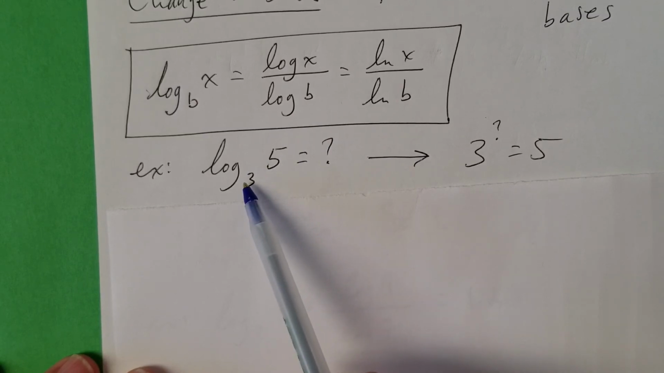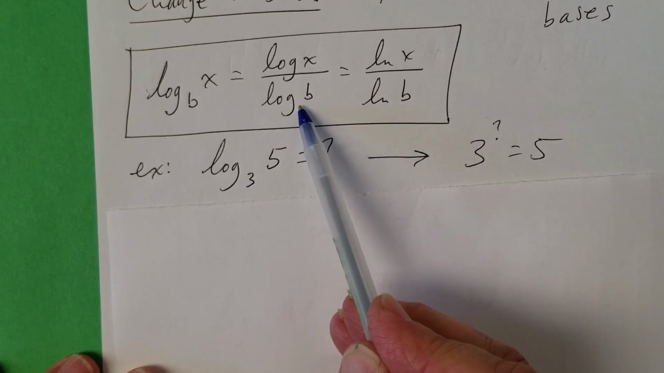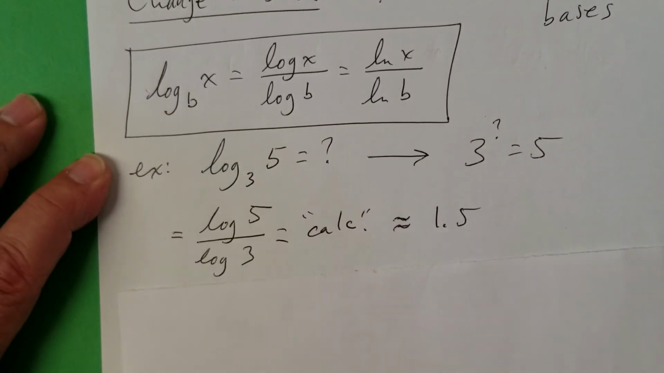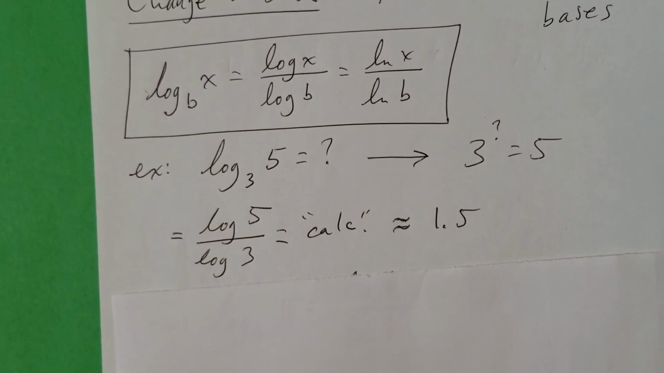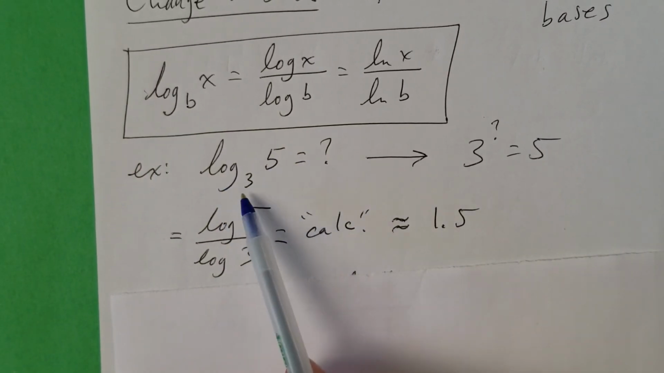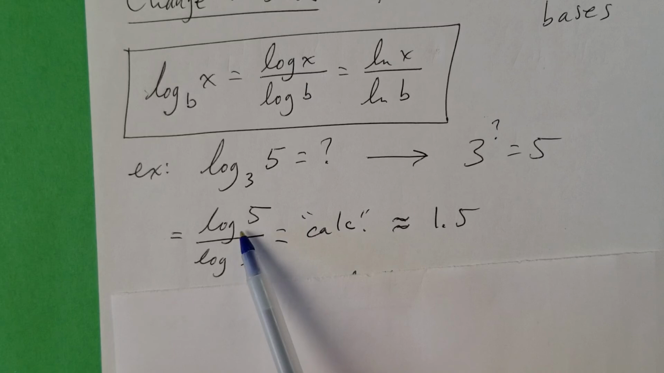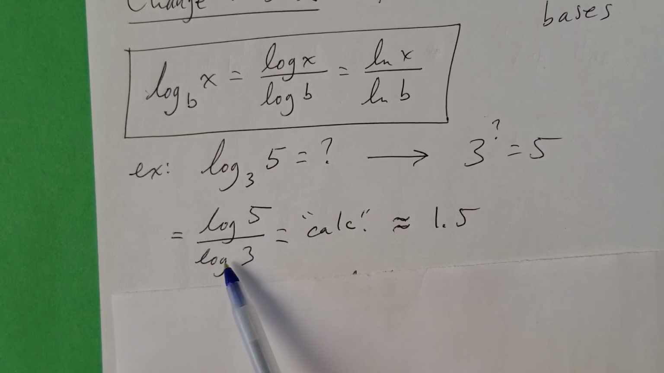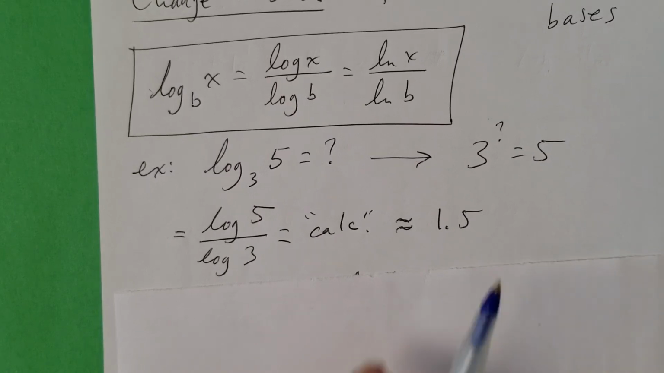We only have common logs, right? Which means base 10. So this rule allows us to change this to this, right? Log 5 over log 3. See, the base is gone, which means it's base 10, which means common log. In other words, just use the calculator and put what you see on the screen and you'll get the answer, right?